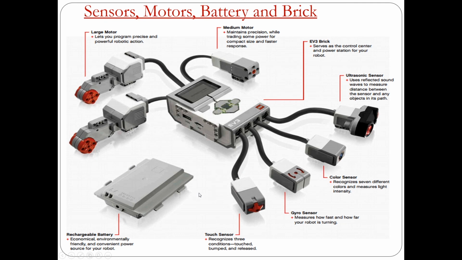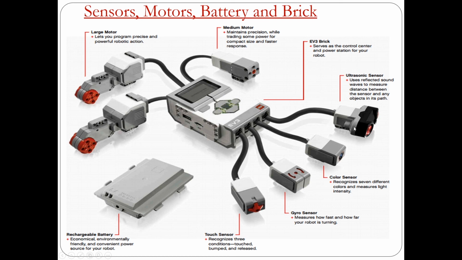So these are the sensors, motors, battery, and brick. These are the electronic parts of the robot. We have two large motors over here. They let you program precise and powerful robotic actions. This one is used to move the robot. We also have the medium motor over here. Next, we have the brick controller. This one serves as the control center or the brain of the robot.